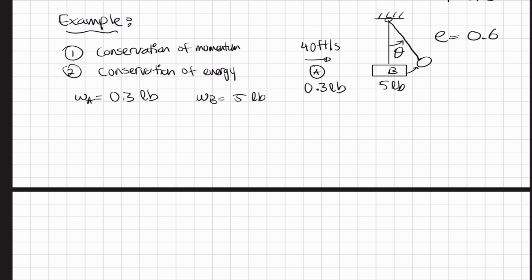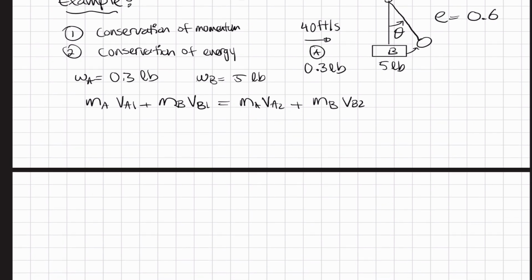Then we have conservation of momentum, which is as follows. We have MA VA1 plus MB VB1. So we have this kind of layout. And what we have to do is plug in all the known and unknown information we have. So let's say we have 0.3 divided by 1g, right? This is multiplied by 40 feet per second. We can ignore MB VB1 because VB1 is at rest, so the velocity is 0.